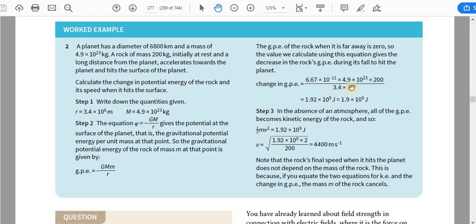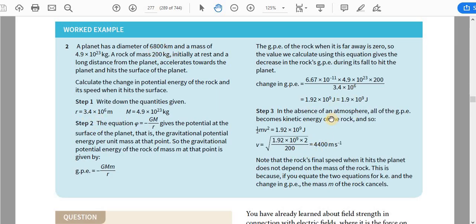Okay, so substitute. G is the universal gravitational constant, also called the gravitational constant. Then M is the mass of the planet, and m is the mass of the rock. So capital M for the bigger mass, small m for the smaller mass, divided by the distance when it's at the surface of the planet. Surface of the planet means from the center of the planet to the surface of the planet, so that will be R. This is the diameter, so you have to get the radius. Substitute, then you will get this.